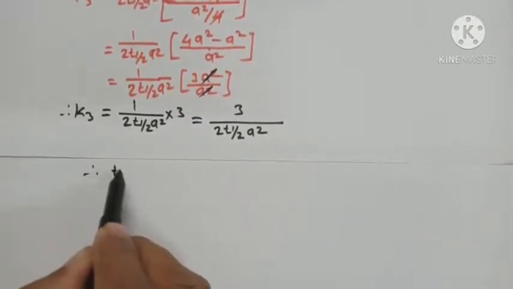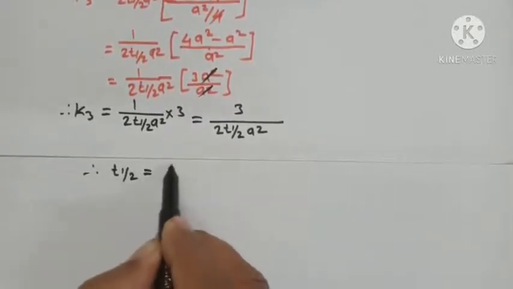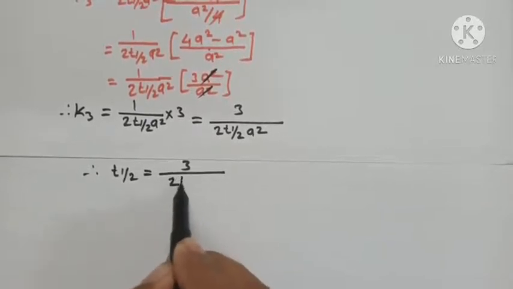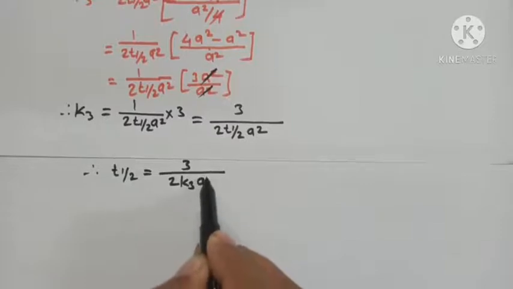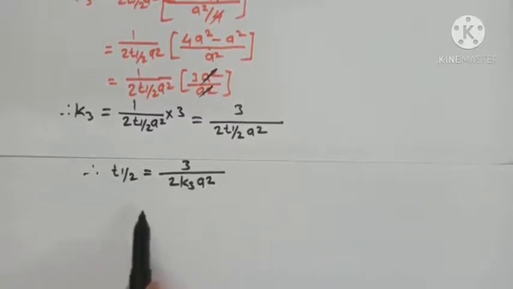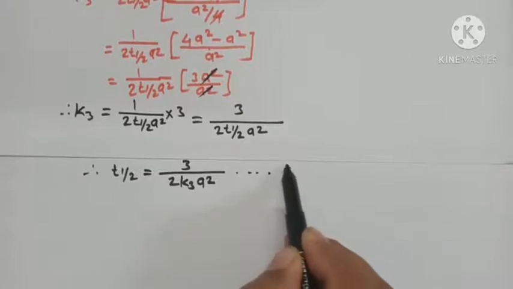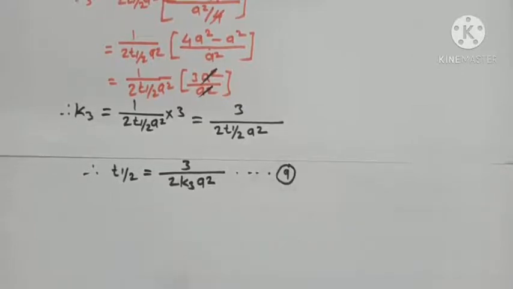Therefore t half is equal to 3 upon twice k3 into a square. So these two equations give the relationship between the half-life period and the rate constant for the third order reaction.